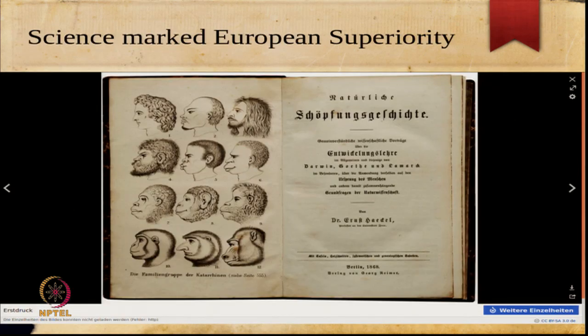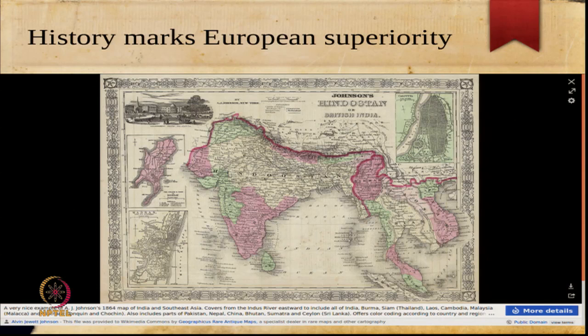Certainly, science too aided the creation of this sense of European superiority. It gave a sense that the European man, the one at the top left hand that you see, is the epitome of civilization. It's the most advanced form of humanity. The Mongoloid and the African and the Asian races are below that in order of evolution, and the European man is really the supreme. And this story of colonialism was repeated through history.